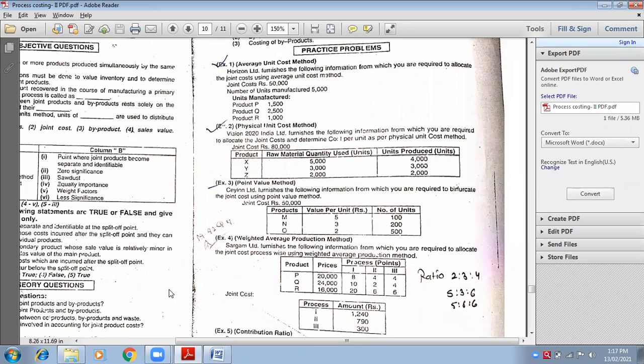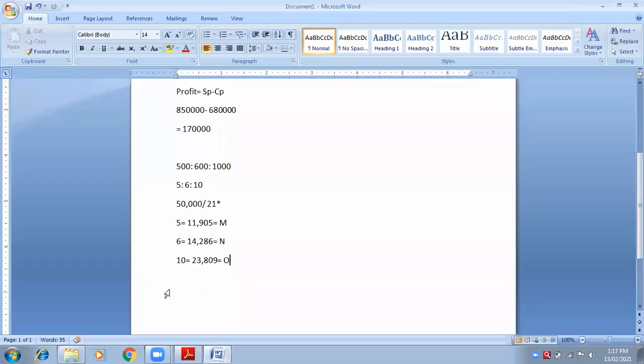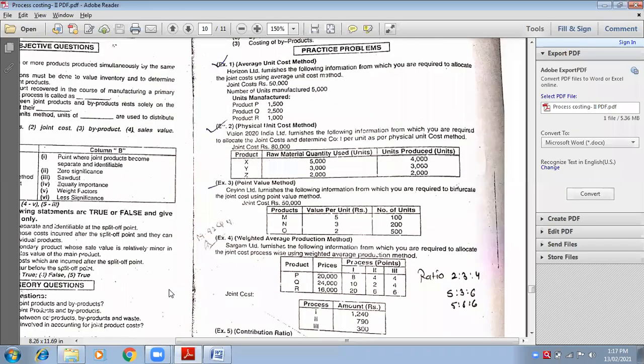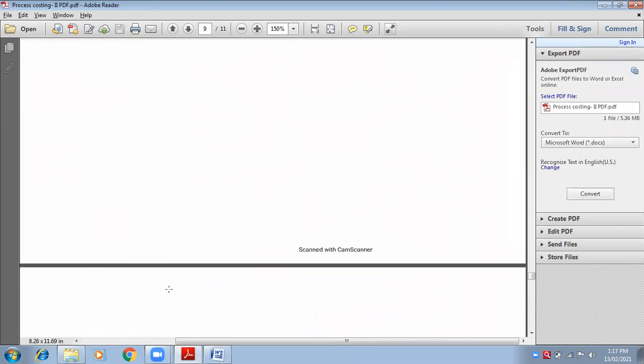And similarly for O, the cost is 23,809 divided by 500 units. CPU will be 47.62. So 47.62 will be my CPU for O. Is it now okay? Yes, ma'am.